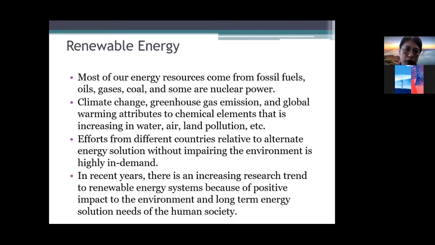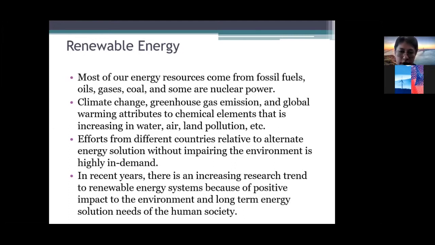So as an introduction, well, we all know that most of our energy resources do come from fossil fuels. So when we say fossil fuels, these are composed normally of oil, gas, coal, and of course, some nuclear power. And with the usage of these fossil fuels, climate change, greenhouse gas emissions, and global warming do attribute to the effects of this burning of fossil fuels. Therefore, it produces pollution such as air pollution, land pollution, as well as water pollution.